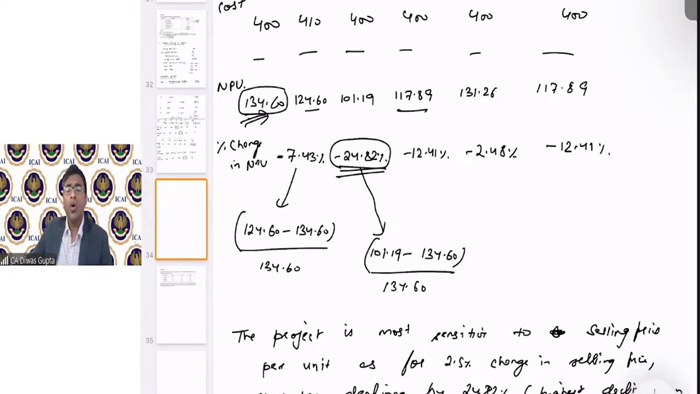Yes, Mancha, why are these negative values coming? Because the question itself said that you have to consider the adverse movements in inputs. So while you consider the adverse movements in inputs, it will definitely lead to a negative amount.